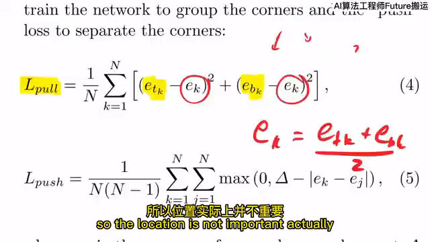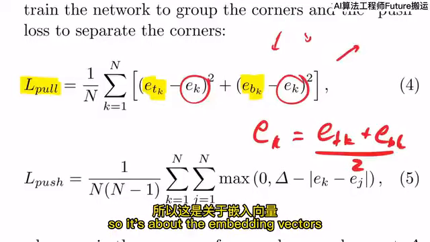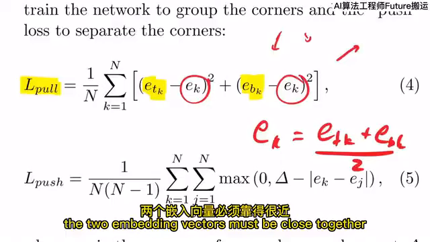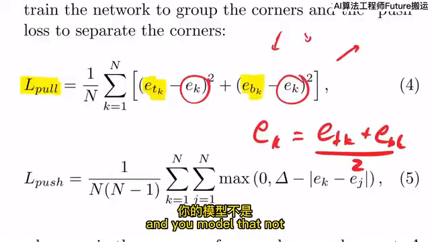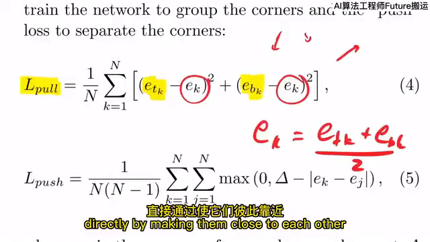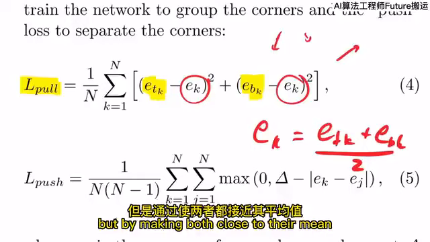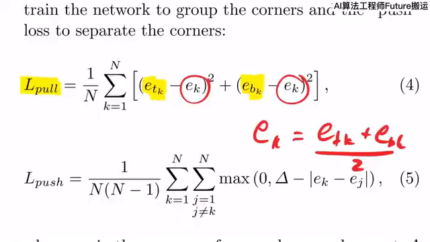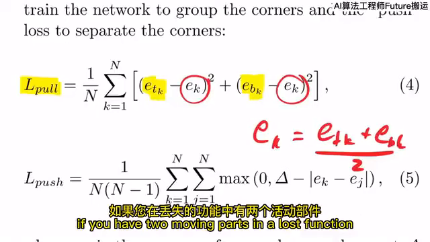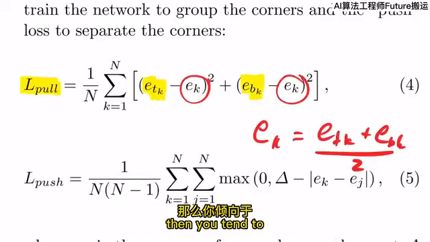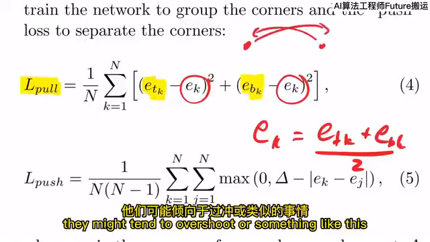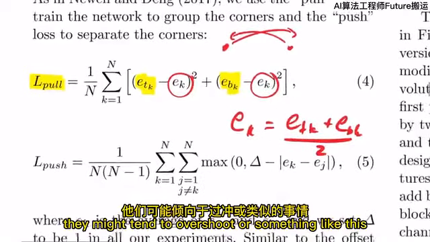So the location is not important, actually. It's about the embedding vectors. It's not about where the corners are. The two embedding vectors must be close together, and you model that not directly by making them close to each other, but by making both close to their mean. And that probably saves you some backpropagation troubles, where if you have two moving parts in a loss function and you optimize both, you have two things you want to bring closer together, they might tend to overshoot or something like this.